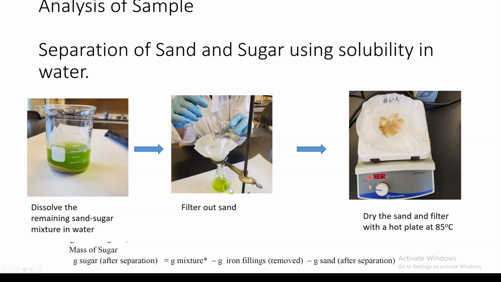Now, we will not be able to measure the mass of the sugar directly, but knowing the fact that the mixture consists of three components, the iron, the sugar, and the sand, by knowing the mass of the iron and the sand, we can figure out the mass of the sugar. So the mass of the sugar is equal to the mass of the mixture minus the mass of the iron and minus the mass of the sand. So that's how we can determine the mass of the sugar.